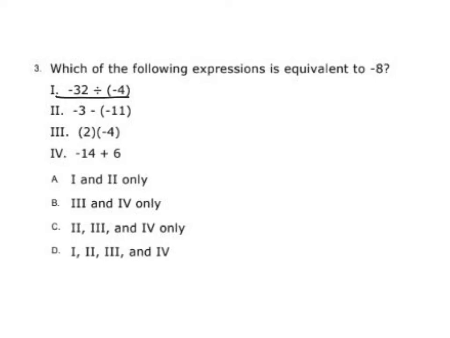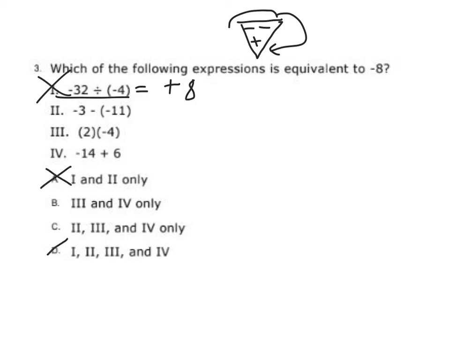And remember, with division, you have your sleepy triangle. The sleepy triangle, remember, if you have a negative and a negative, so a negative times a negative will become a positive. So this, we know it's going to be a positive. So 32 divided by 4 is 8. So I know 1 is not the correct answer. So I know A and D are out. So let's look at the next one.